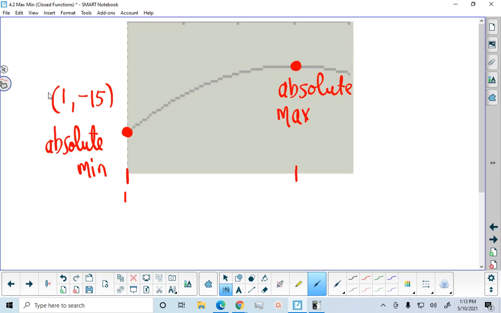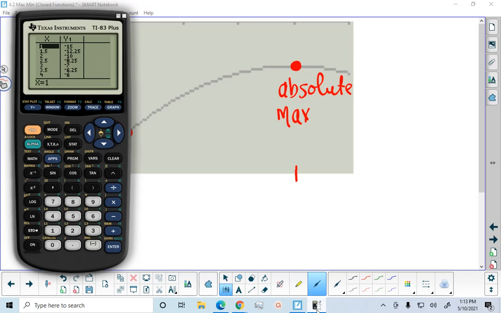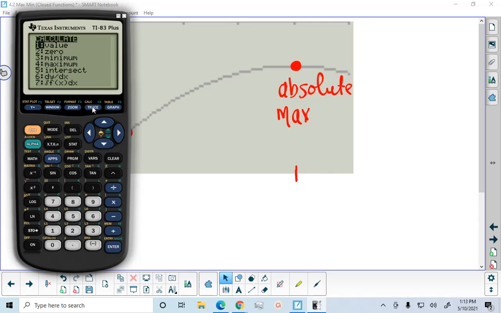Now, how do we find graphically the coordinates of this point? We can go to our Calculate menu, second trace, choose maximum, because it is on the top of a curve, put our cursor to the left of that point, put our cursor to the right of that point, hit enter a couple more times, and we get the coordinates as being (4, 6). So the absolute maximum is at (4, 6).